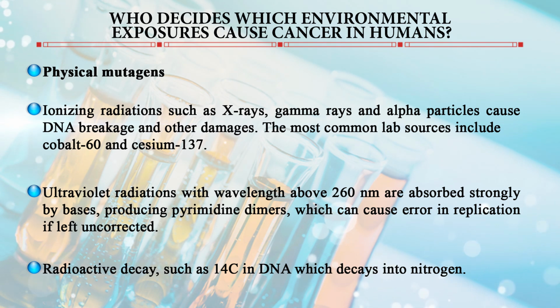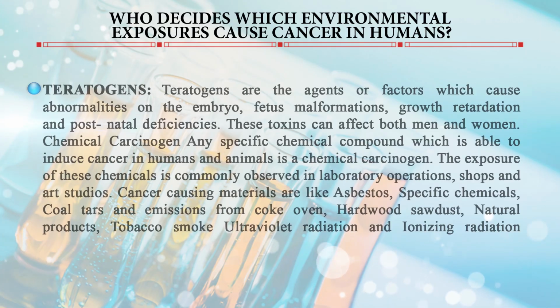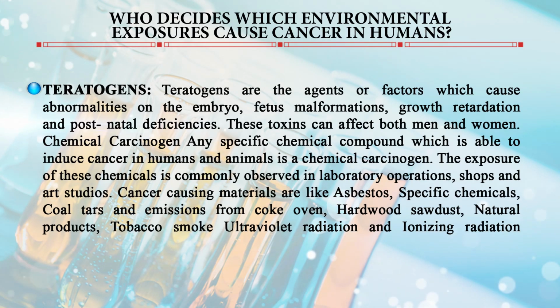The other class of toxins are the teratogens. Teratogens are environmental agents or factors which cause abnormalities, especially in the embryo or the fetus, such as malfunctions, growth retardation, and postnatal deficiencies. These toxins can affect both men and women, so it is not gender biased.